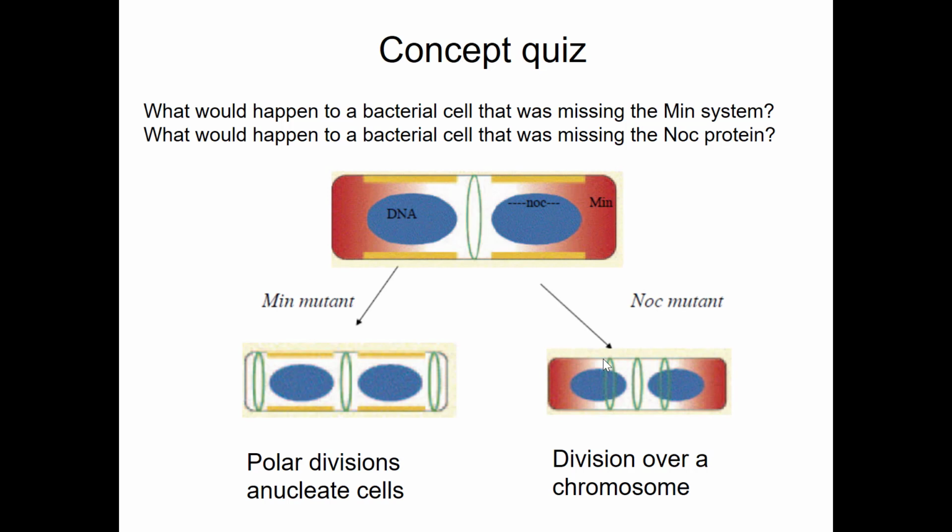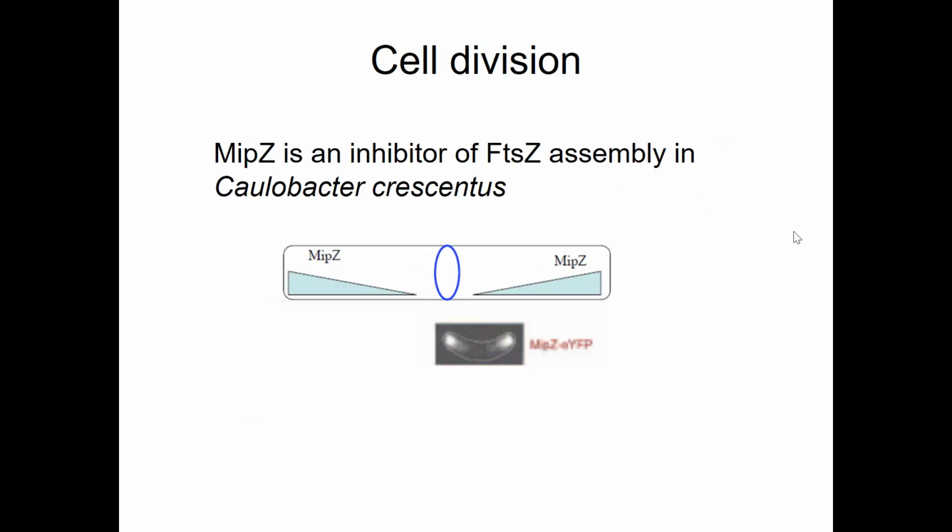And so in most bacteria, the min and the NOC system work together to inhibit divisions at the pole and over the DNA, limiting cell division to only this DNA-free region at the mid-cell. However, there are some bacteria that don't appear to have either min or NOC systems. Alternatively, they have a protein called MipZ. This is an example of another major model organism called Caulobacter crescentus. Called crescentus because of this very beautiful crescent shape.